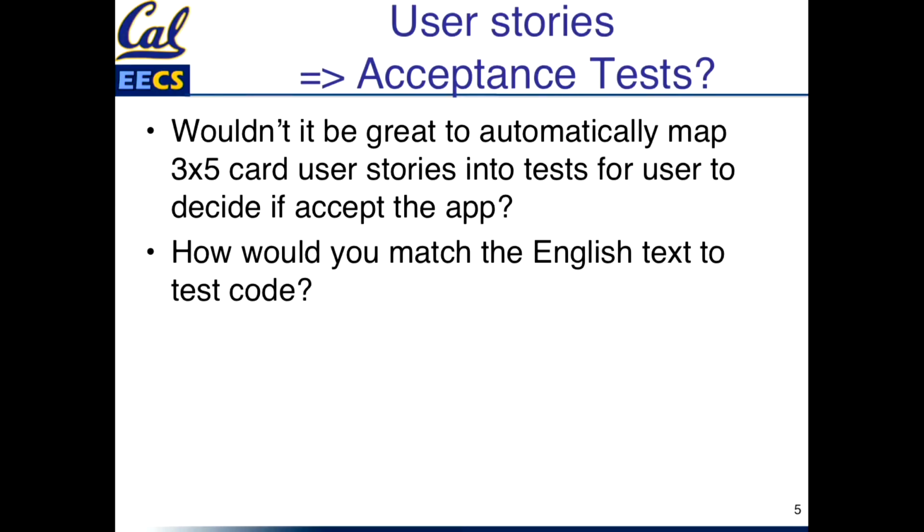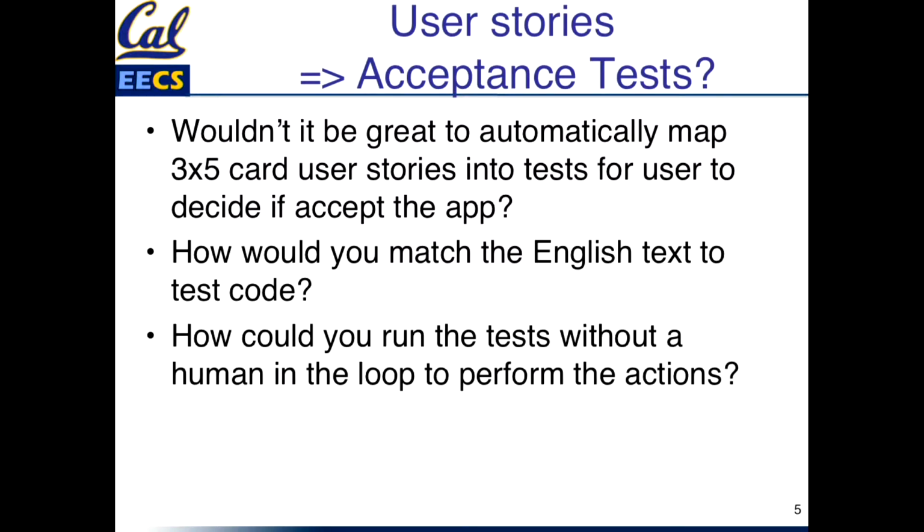So you've reached upon that. And so, well, how are you going to do that? These things are in English, right? How are you going to turn that? We don't have natural language understanding systems yet, so this seems like impossible. And then, even if you could do that, don't you have to have a person sitting there pushing the buttons every time to test your user interface?